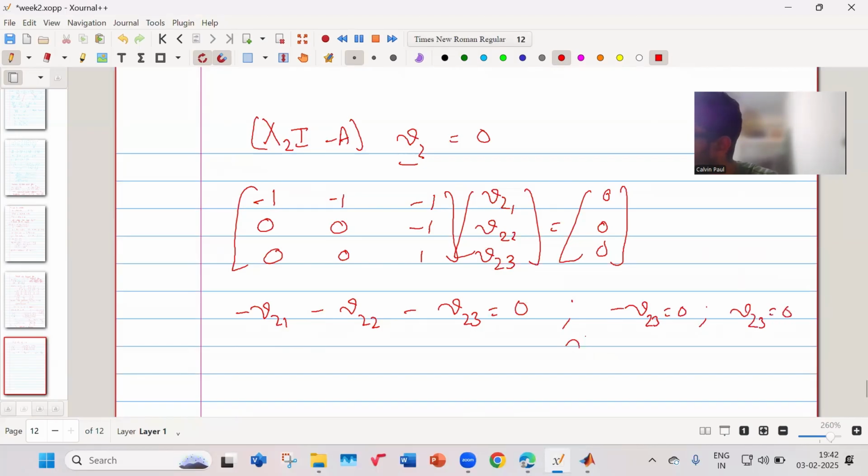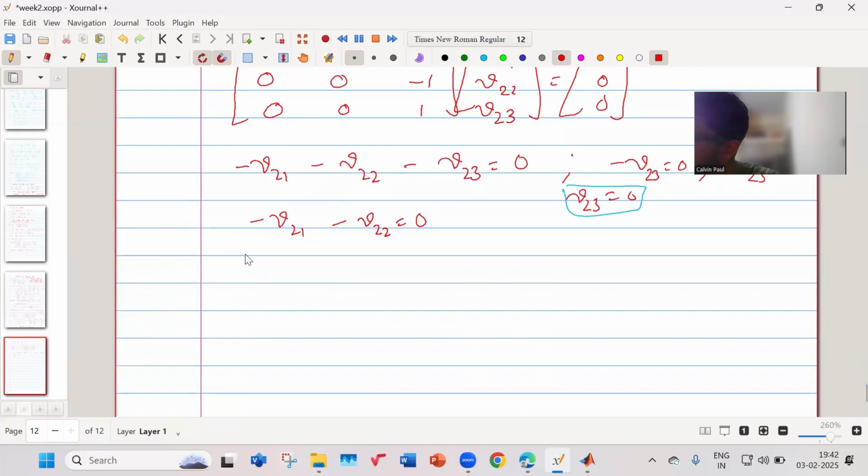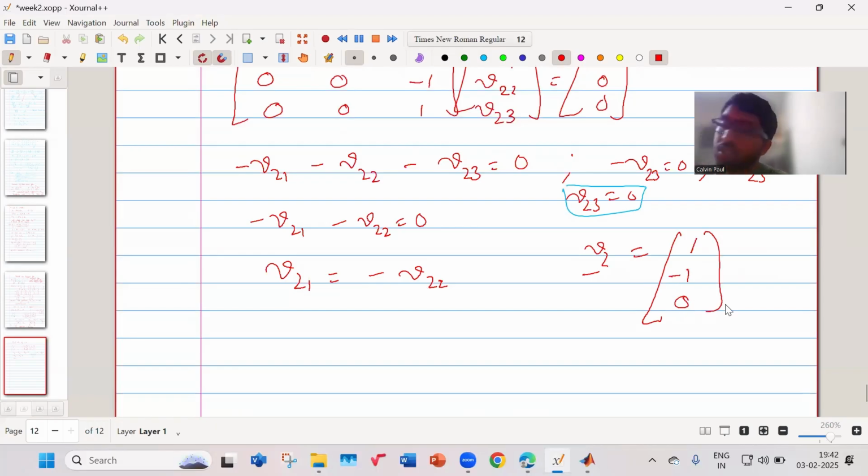So what we have found is v23 is equal to 0. This is established. This is very clear. Now we have minus v21 minus v22 is equal to 0. So what do we consider in this case? v21 is equal to minus v22, right? So v21 we take as 1, v22 is minus of that. So 1, minus 1, 0. So this is our v2 bar eigenvector.